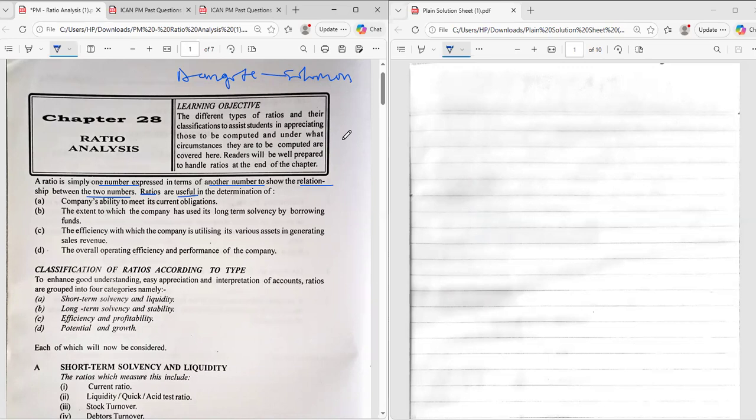Just like saying that 10 Dangotes equals 1 Elon Musk. That statement alone, in financials, is a ratio. So rather than telling you how much Dangote is worth and how much Elon Musk is worth, they just say 10 to 1, which means 10 Dangotes equal 1 Elon Musk. It's as simple as that.